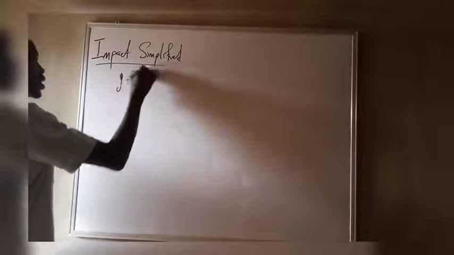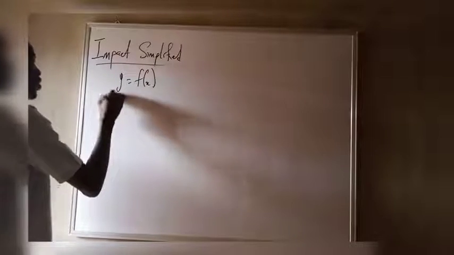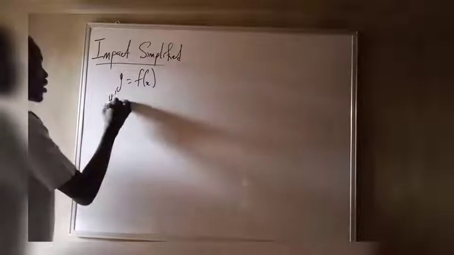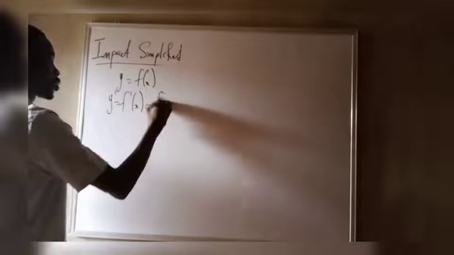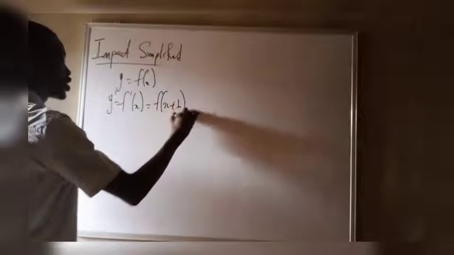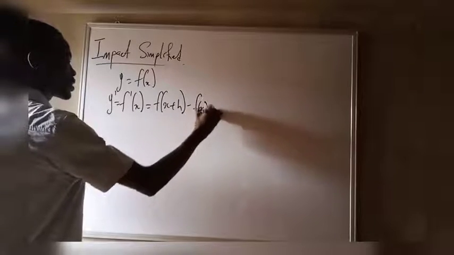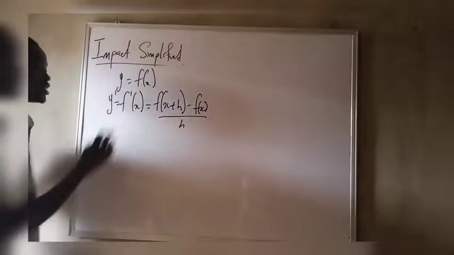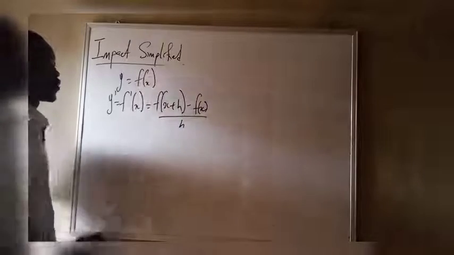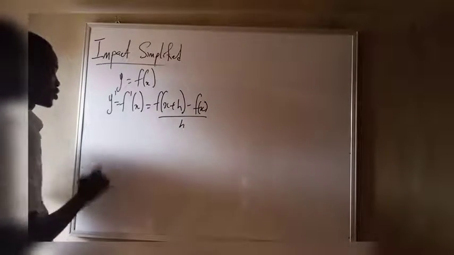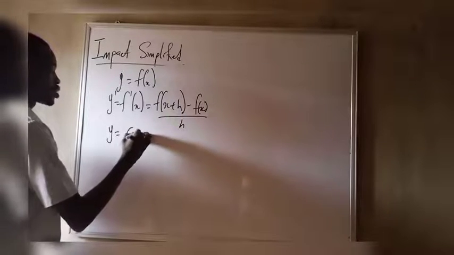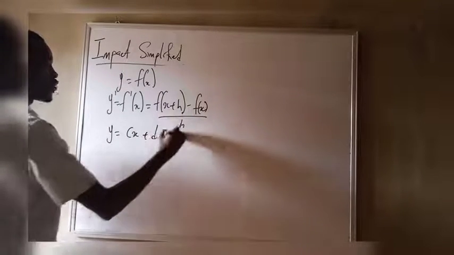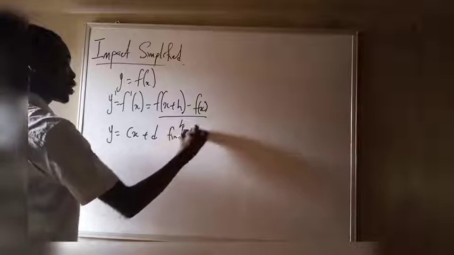We have it as: if y is a function of x, therefore dy/dx, which is y prime or f prime of x, will be given as f of (x plus h) minus f of x, divided by h. And this is the formula for us to differentiate from the first principle. Now let's look at a few applications. We have y equals cx plus d. They said we should find y prime from the first principle.